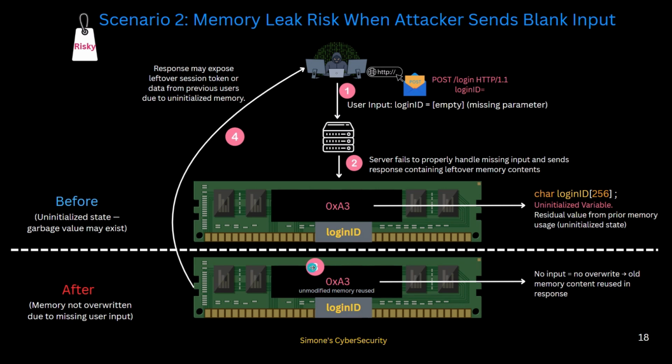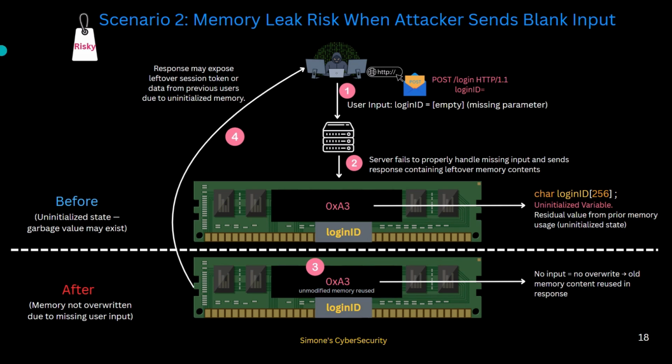In scenario 1, the memory got cleaned and overwritten with user input in this step 3. But in scenario 2, in this step 3, since no input was provided, the memory stays dirty, leftover, and that leftover content accidentally makes its way into the response that is sent back to the attacker. So this is the heart of the Citrix Bleed 2 vulnerability. The server didn't proactively initialize the variable, and it didn't validate that a required input was missing. That's why memory leakage occurred.